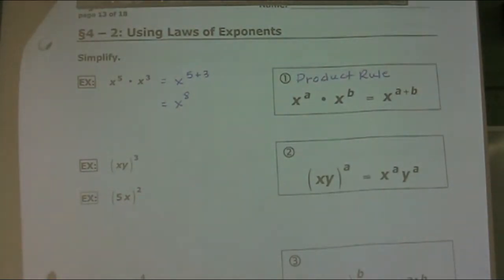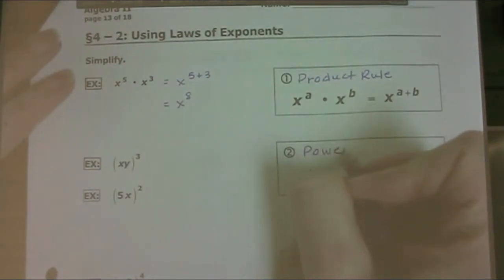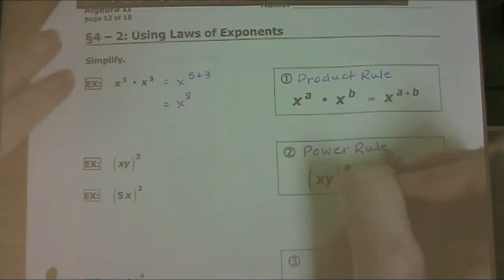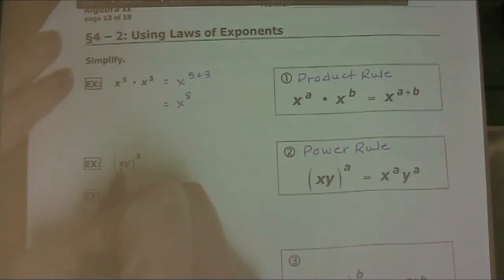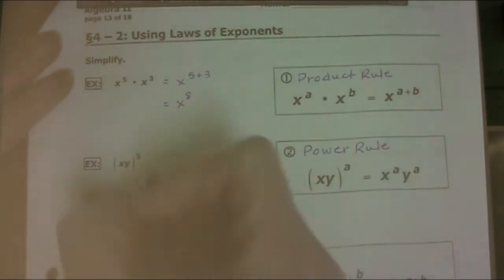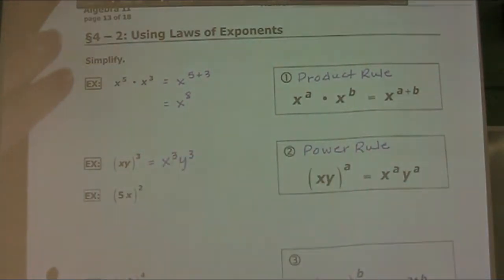Our second example here is what we call the power rule. What this is, if we have something in parentheses raised to a power on the outside, that power applies to every single thing inside the parentheses. So, for example, we have xy in parentheses raised to the third power. This is simply x to the third power, y to the third power. That part seems easy enough.